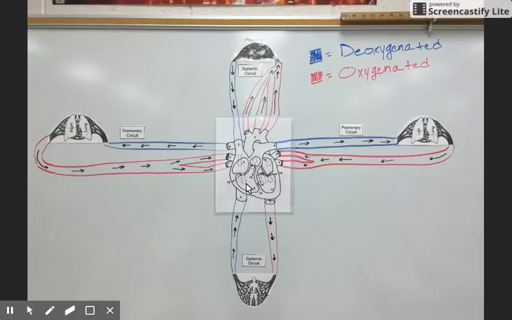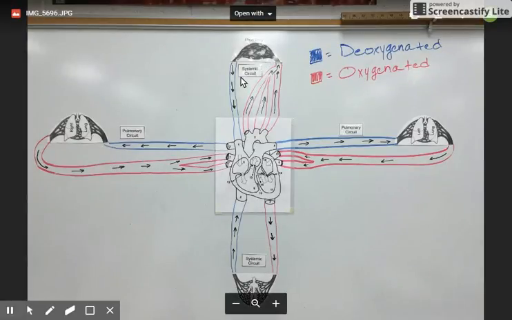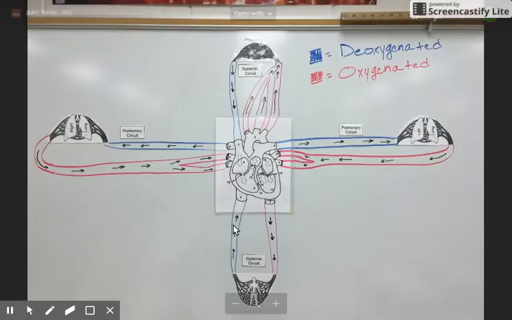Now, what this doesn't show you is that the atria and ventricles on the left and right sides are actually contracting at the same time. So this is a cycle that's happening in both directions at the same time, but it is useful just to track one blood cell through the entire cycle at once.